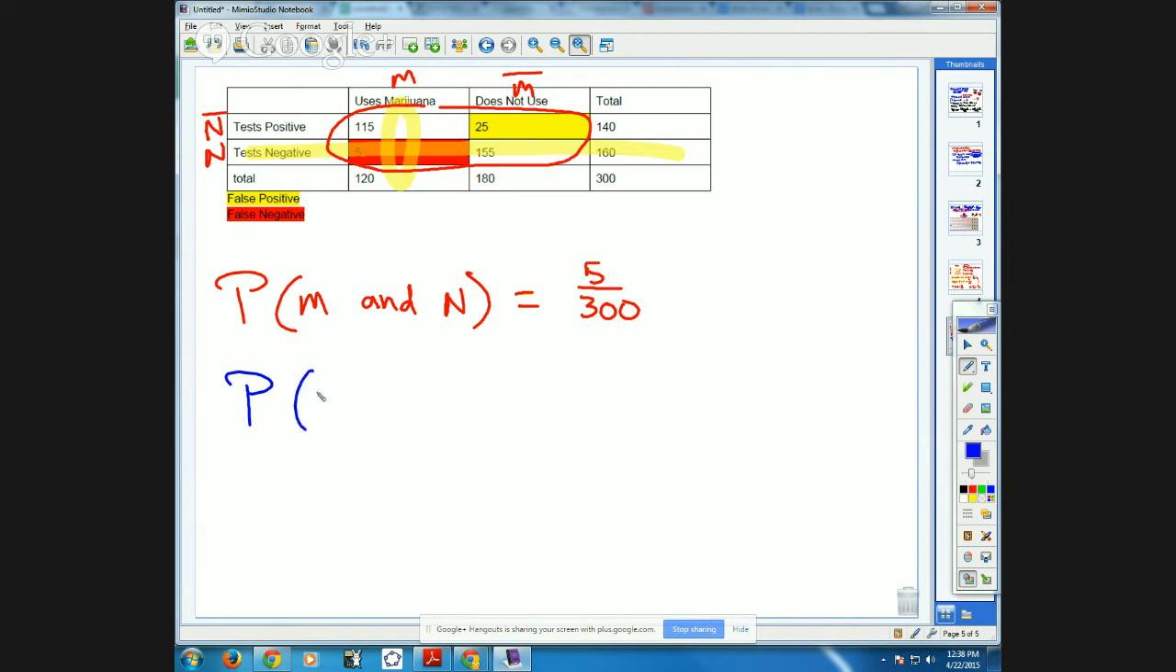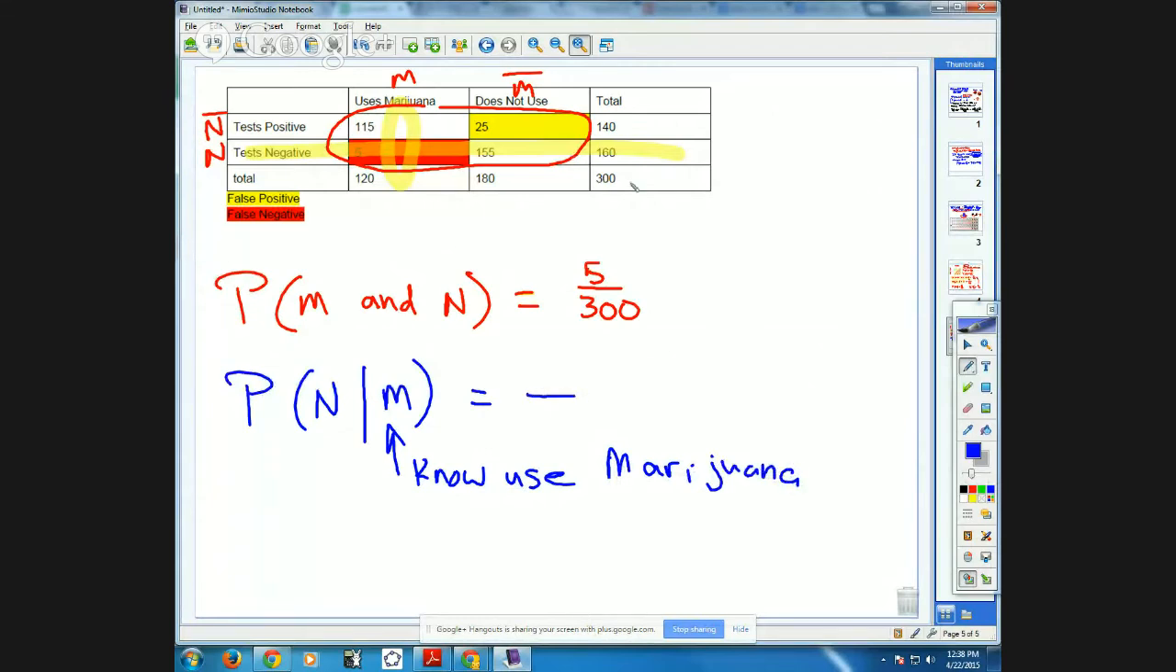What is the probability that somebody tested negative knowing that they were a marijuana user? Now, knowing they're a marijuana user, right? So this is what I know. I can know that they use marijuana. So that's all I care about. Now, 120 of the people that were surveyed here used marijuana out of the 300. So that's my new piece of information, right? That's all that matters.